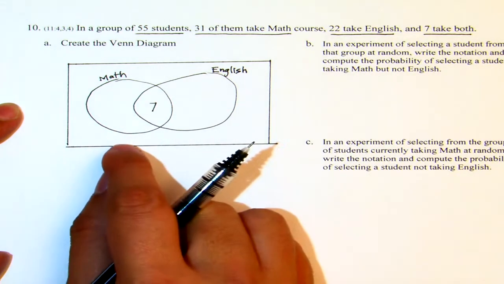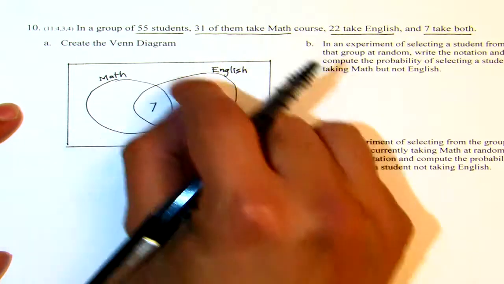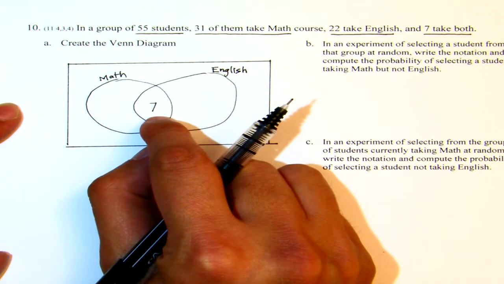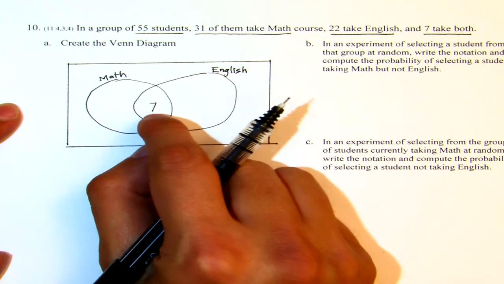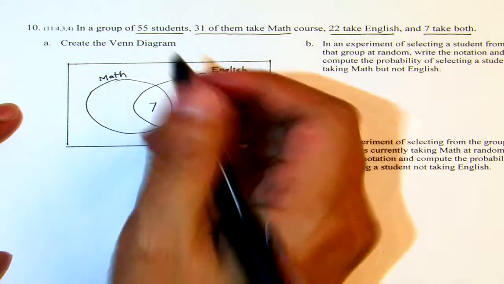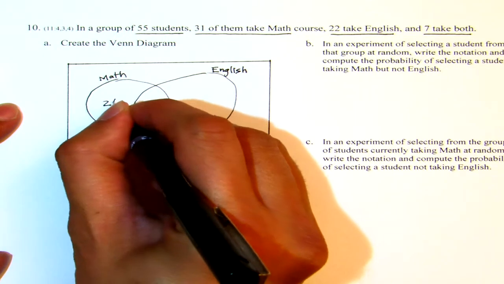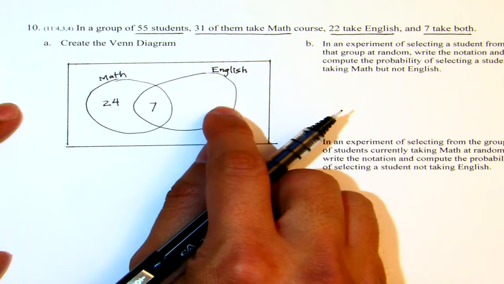Now from here, for example, the total number of people taking math is 31. 7 of them also take English. So how many of them take math only? That will be 31 minus 7, right? Because 7 of them also take English. Then there will be 24 students only taking math without taking English.